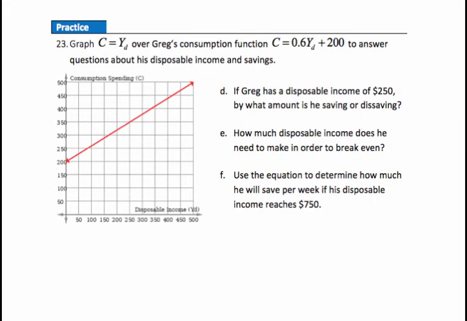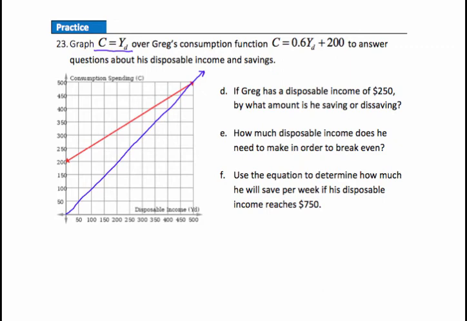Okay, so we're going to graph this spend-as-much-as-you-earn equation over Greg's consumption function so we can answer some things about when Greg is dissaving, breaking even, and when he starts to make some money. So you should have graphed this thing at a 45-degree angle. Spending is matched exactly as much as you earn. Okay, and you can see that Greg is a little bit more of a spender than Hannah was.